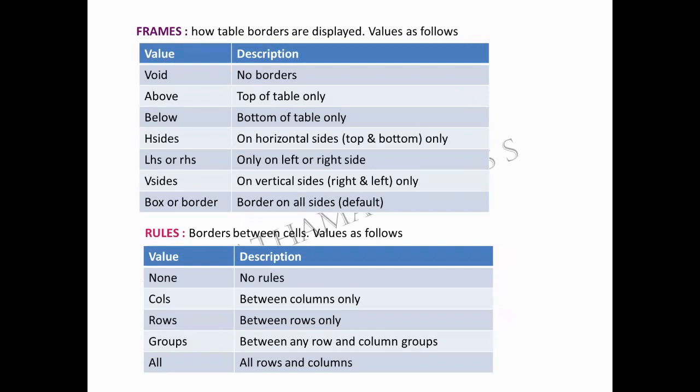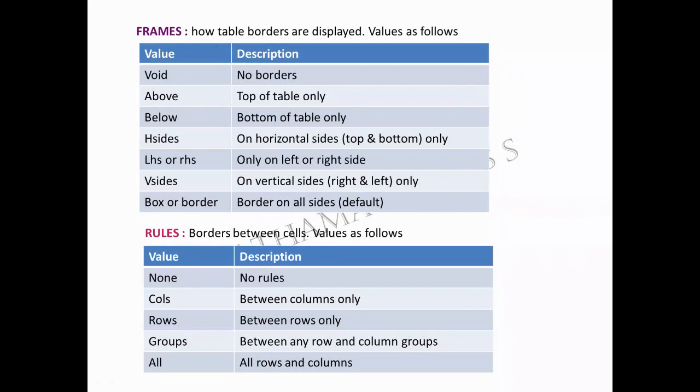So that could be done in different ways. So you have the frame values. Frame is equal to, what is the value? Void, if you give, no borders will be there. If you give above, only on top of the table you can see this frame. Below means only at the bottom of the table. Hsides means only on the horizontal sides. LHS or RHS means it is on the left or right side alone. Vsides means only on the vertical sides. Box or border means a little more thick border will be seen for your table.